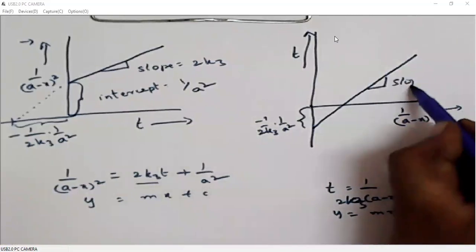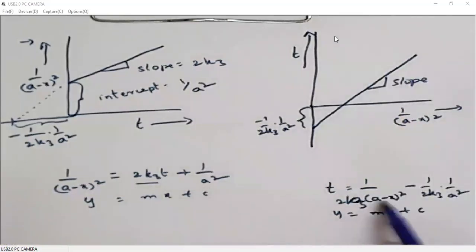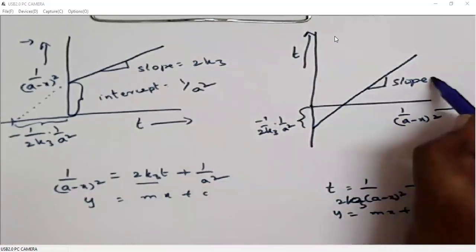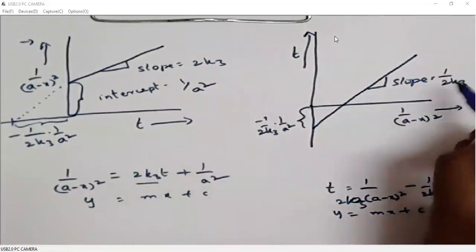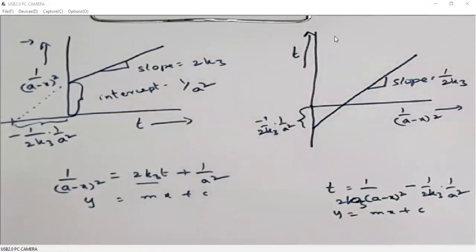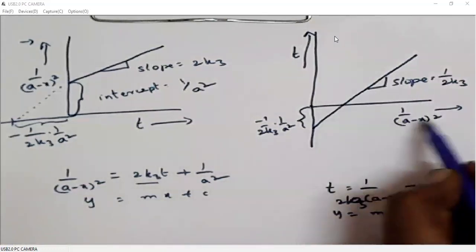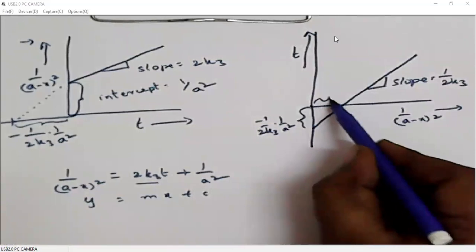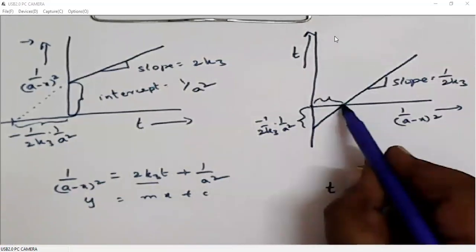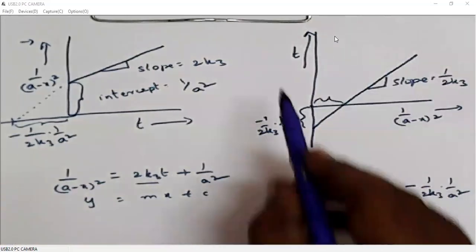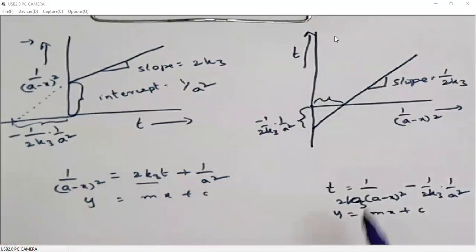It is giving a positive slope. y is equal to mx. So the slope is 1 by 2k3. Now if you want to know what is the intercept on x-axis, that means 1 by (a minus x) whole square. If we want to know the intercept here, what we need to do? We need to take t as 0. When we place t as 0, what is the value of 1 by (a minus x) whole square?